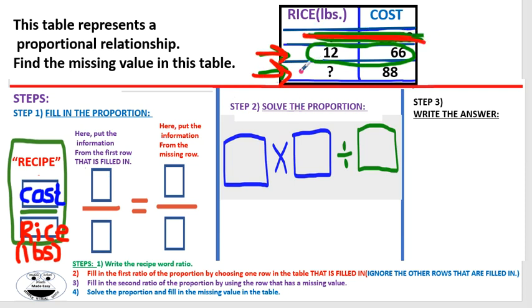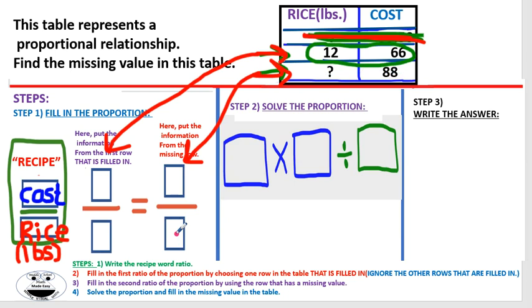I'm crossing it out. And we must use the row that has the question mark or the variable, and that one I will put in this ratio. And then this row I'm going to put in this ratio. So now we know the 12 and 66 go together. They are, quote unquote, buddies, or the same team. They're going to be put into this ratio. And we know the question mark or the variable, I'm going to use a variable, and the 88 go in this ratio together. They are, quote unquote, buddies, or the same team, and they go together.